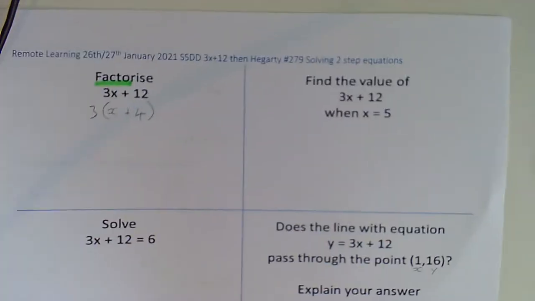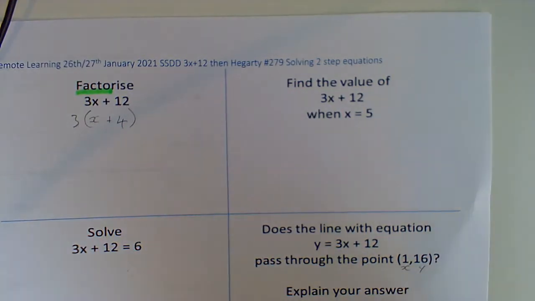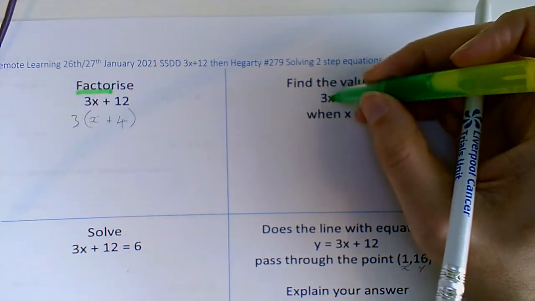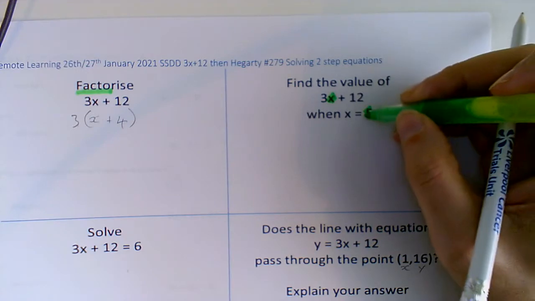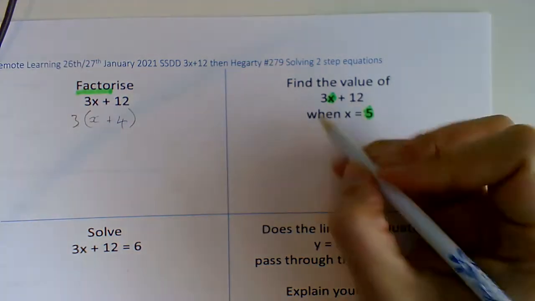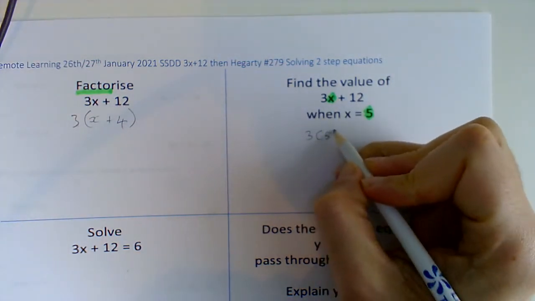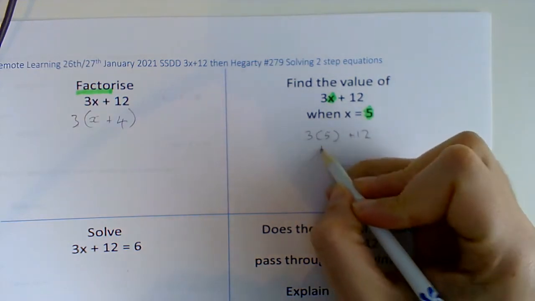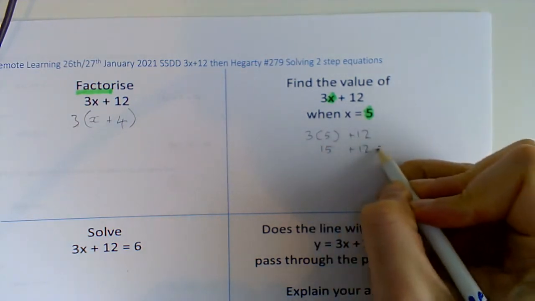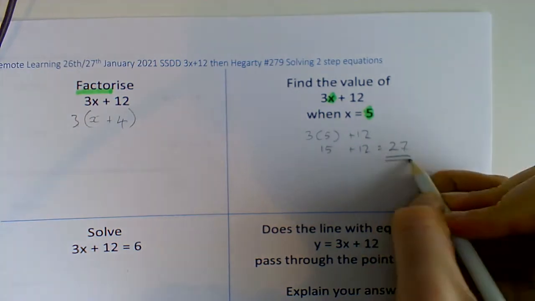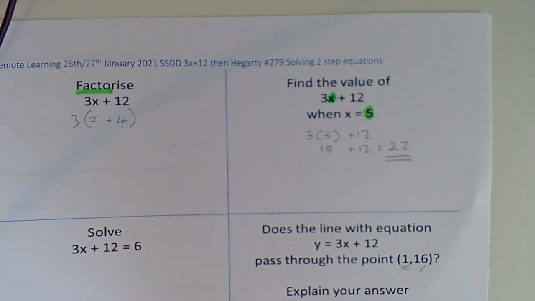Okay. This one, find the value of 3x plus 12 when x equals 5. That means that that x there is going to be a 5. So that means that we're going to do 3 times 5 plus 12, 15, add 12. So my answer there is going to be 27. Hopefully you got that one.